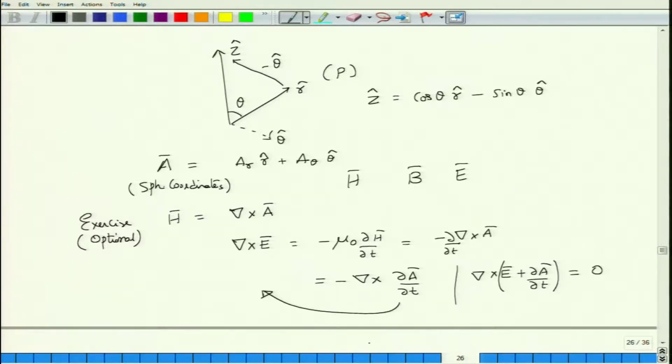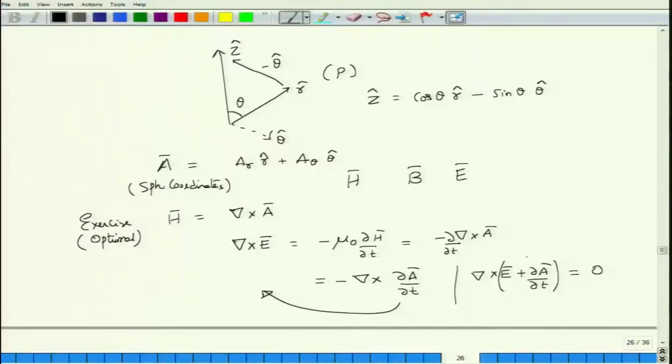But instead of writing this E plus del A by del t, if I call this some vector F, then I know that if the curl of any vector field is 0, then that vector field can be expressed as the gradient of some other quantity, correct. So I can express E plus del A by del t as the gradient of some other quantity, and if we take that to be the electric scalar potential, then we have a relationship between E, phi and A.